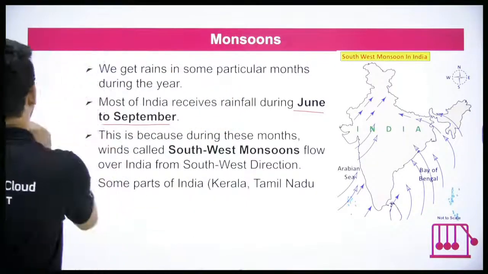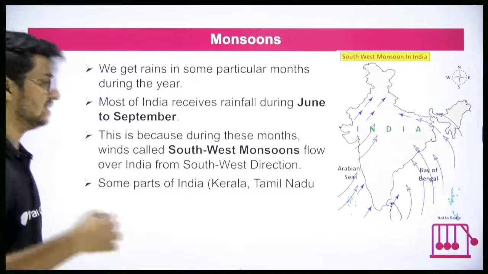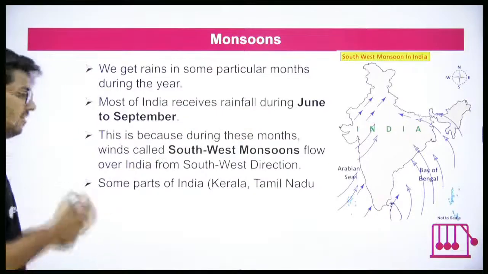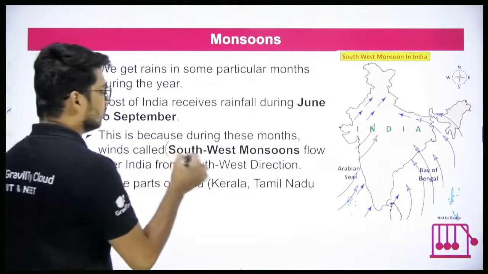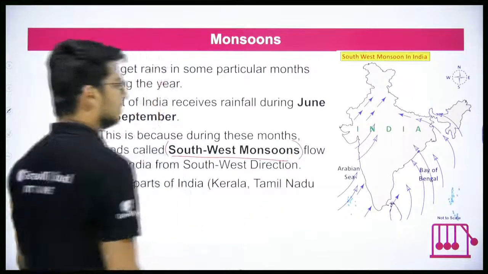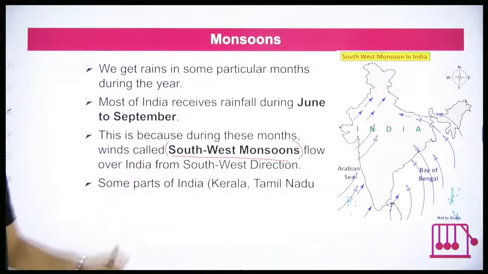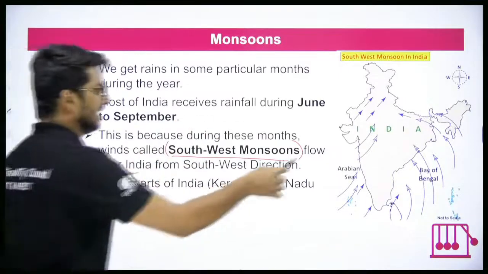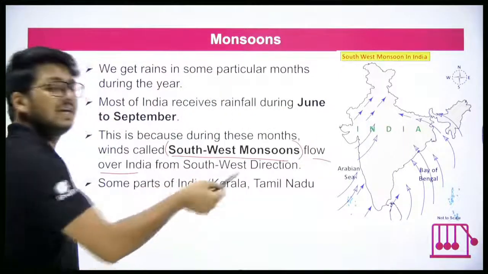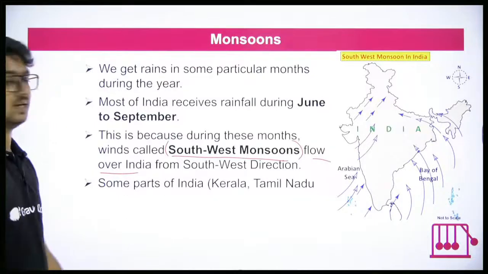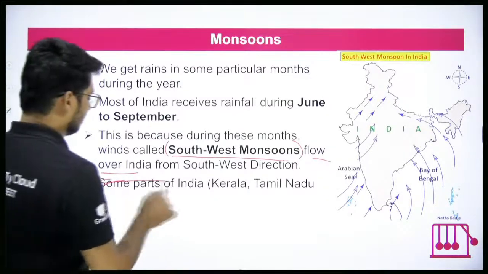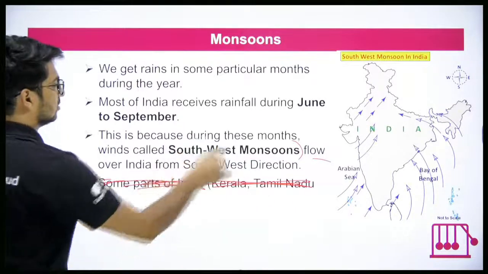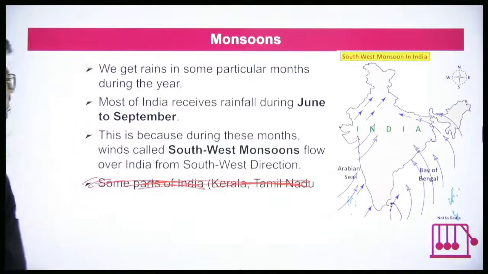We get most of the rainfall. Why is that? This is because during these months, from June to September, there are winds called southwest monsoons. Their name is what? Southwest monsoons. That they flow over India. And they give us rainfall. So southwest monsoons, they flow over India.